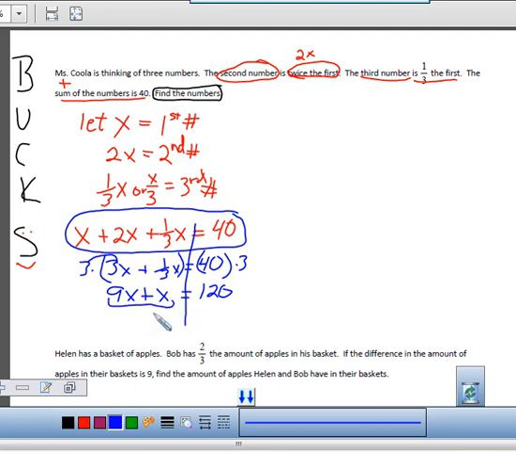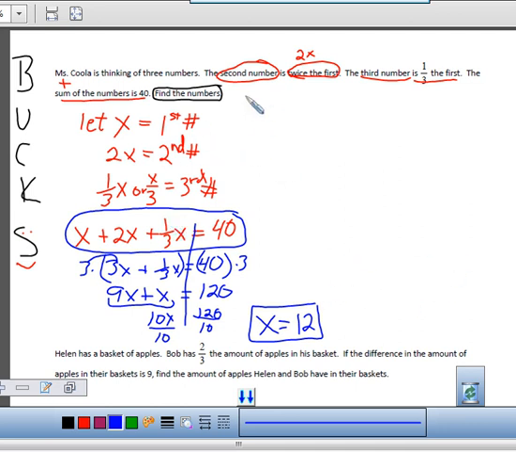Add 9x and x, and you get 10x equals 120. Divide both sides by 10. And you get your answer, x equals 12. Now, put a box around this. I circled my original, the actual equation. I put a box around what I get when I solve for x.